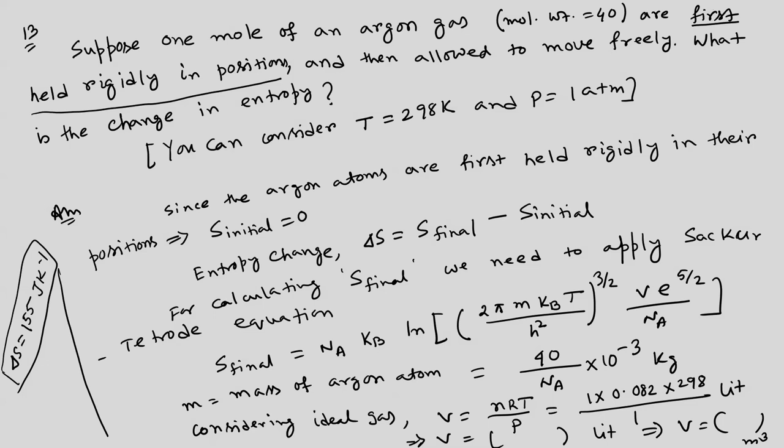Once we get the volume, we substitute volume, mass and number of particles in the Sackur-Tetrode equation to calculate S final. Once we get S final, we can calculate delta S, which is nothing but S final, because S initial is 0. If we substitute all these, we get delta S, or change in entropy, as 155 joule per Kelvin. So, again this is a straightforward problem, but you need to think before you start solving it.